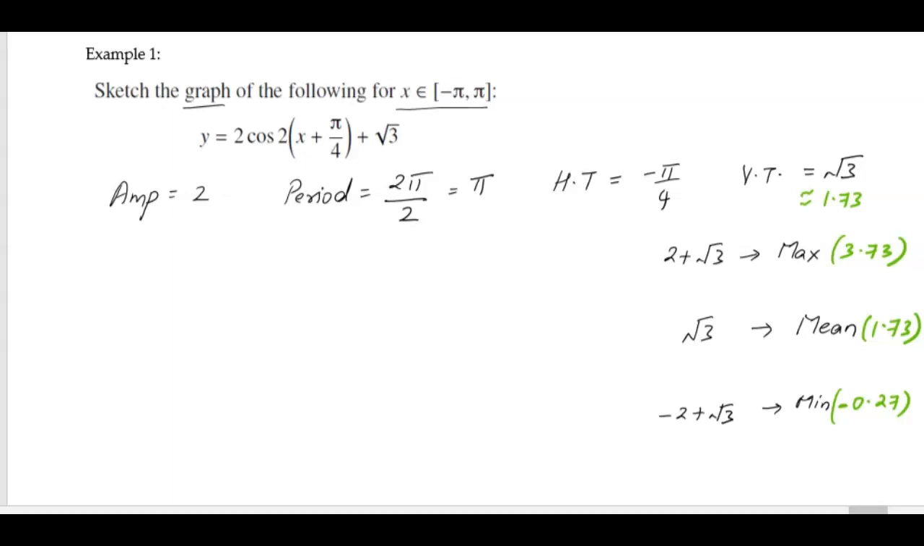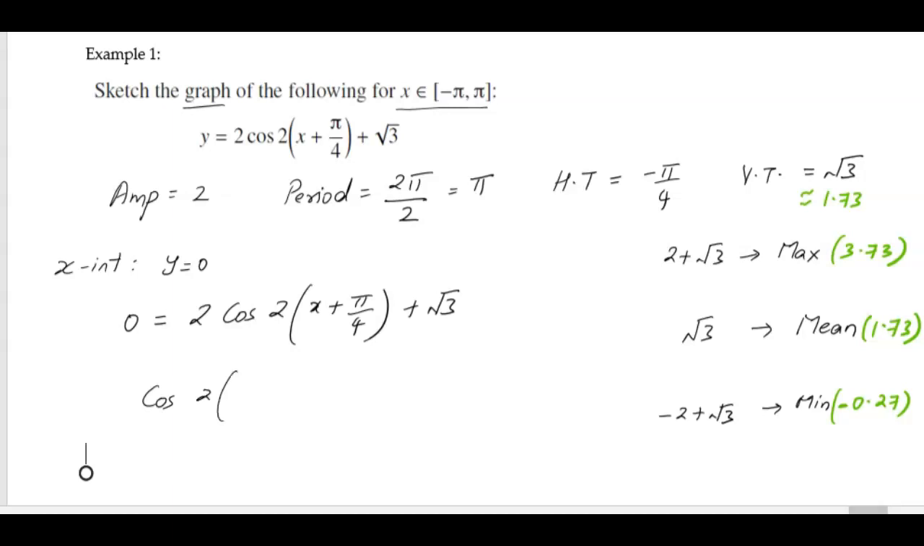So that's what I'm going to do next. I'm going to work out the x-intercepts for the domain. To find any x-intercept, what we do is we start by making y 0. So let's start by doing that. 0 equals 2 times cos of 2 times x plus pi on 4, plus the square root of 3. Right, now we're going to make the cos the subject of this equation. So I'm going to have cos of 2 times x plus pi on 4 equals minus square root 3 over 2.